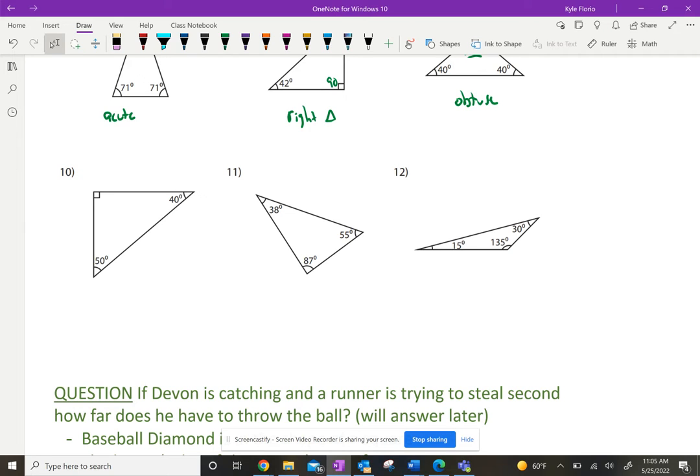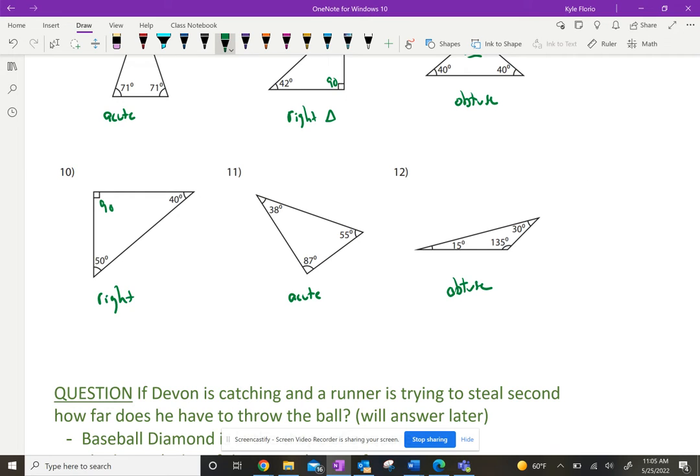And time. So first one, the symbol here means 90 degrees. We have a right triangle here. None of these angles are over 90. So we have an acute. They're all under 90 degrees. And here we do have one angle that's 135 degrees, which is bigger than 90. So we have an obtuse triangle.